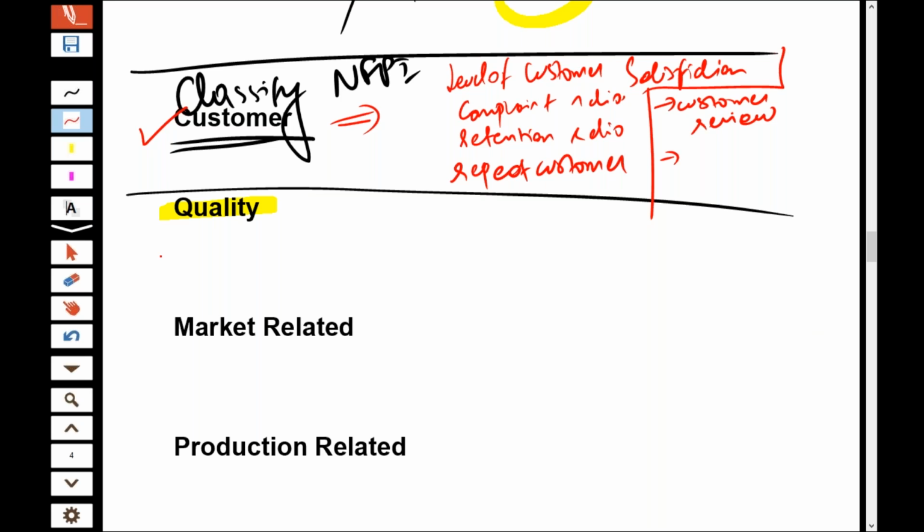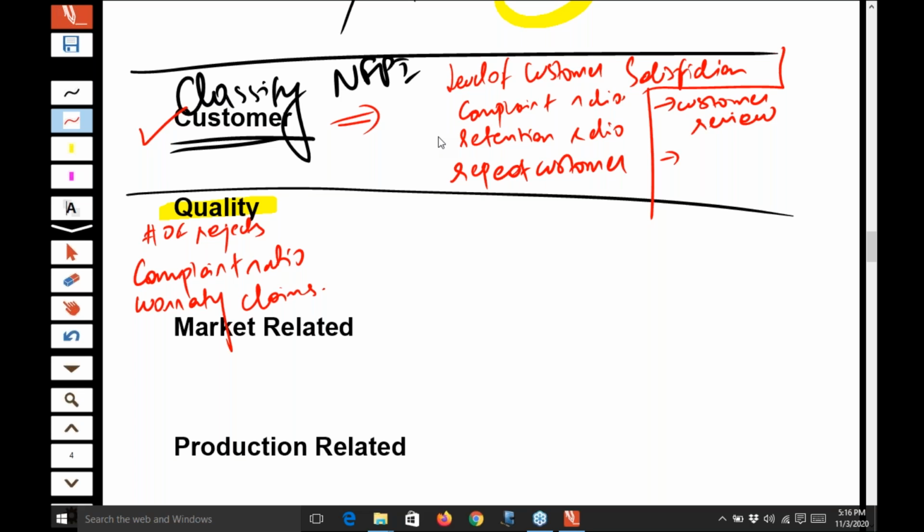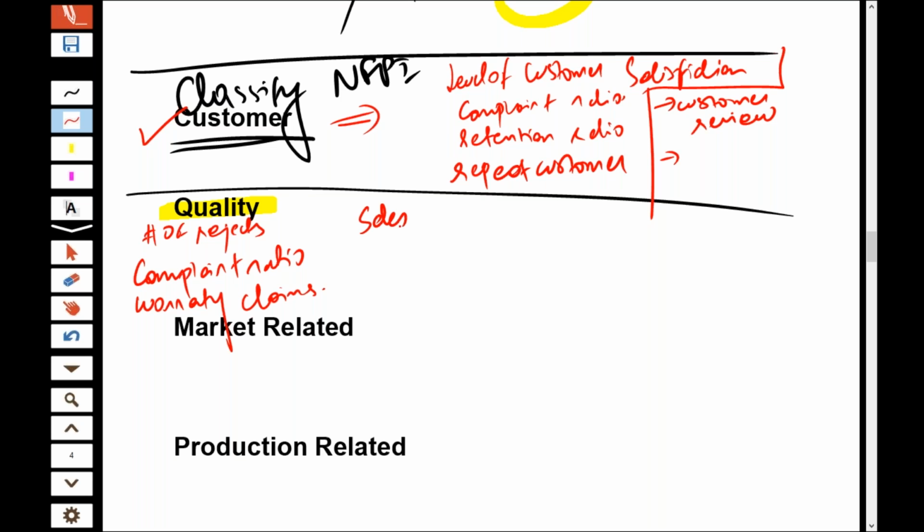Okay, really happy to see the level of participation. This is excellent. This is good. So you've got number of rejects. You've got complaint ratio. You've got warranty claims. You've got sales returns. Then what else is there? Okay. Percentage of returns. Okay, what else?